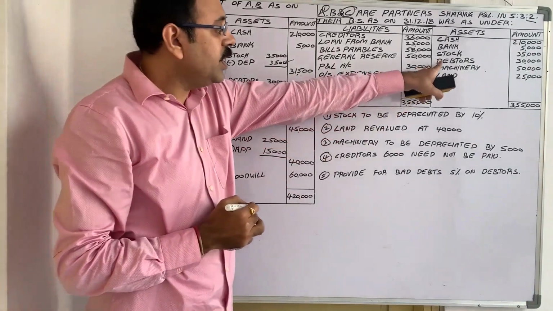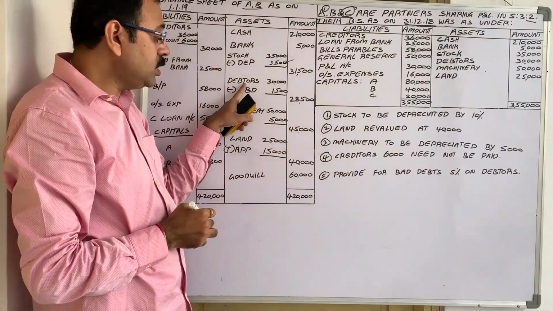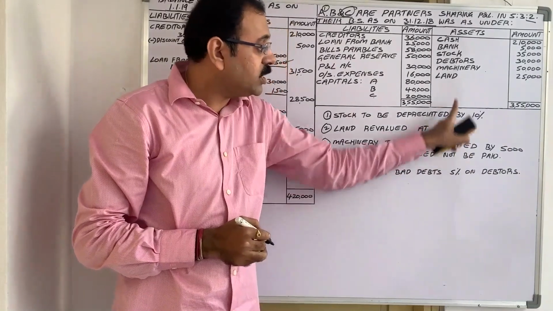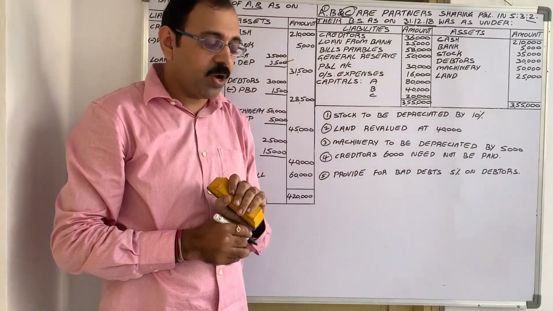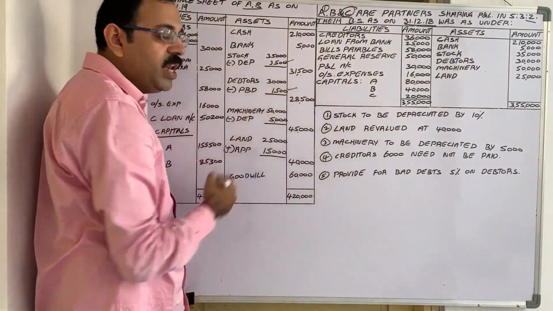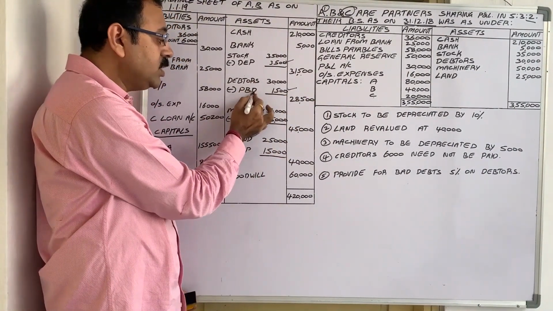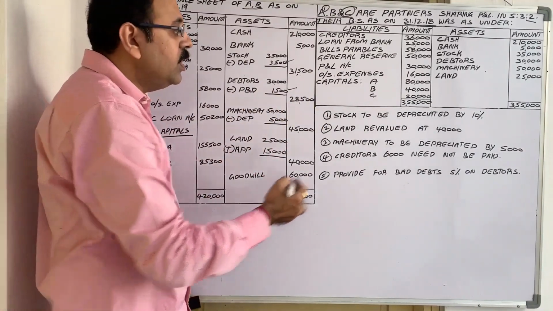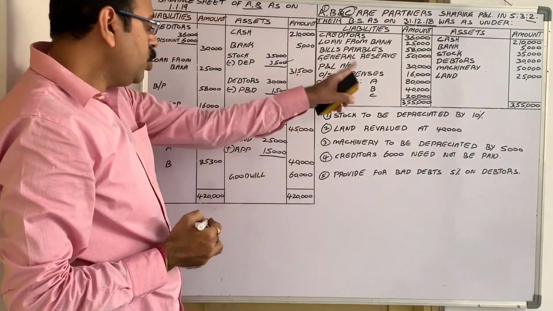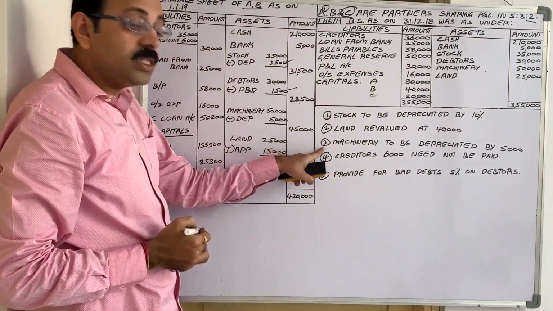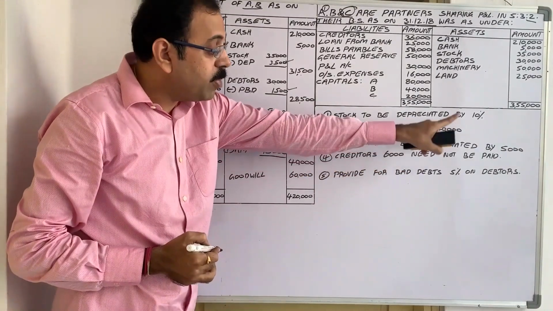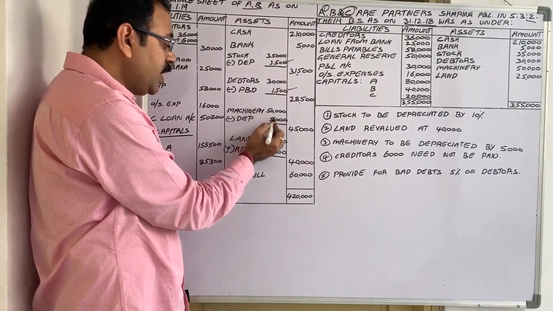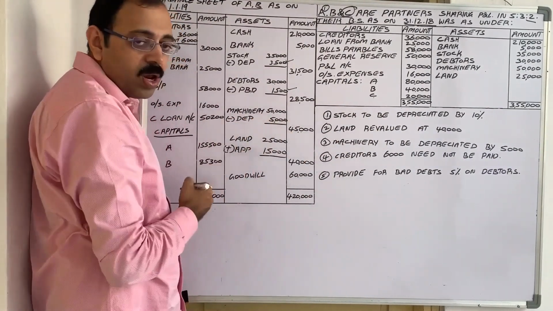Then debtors. Related to debtors, there is one adjustment. Provide for bad debts 5% on debtors. The 5% on debtors we calculated in the revaluation account, and the PBD amount is 1,500 rupees. Deduct that from debtors in the inner column. Remaining debtor amount 28,500 in the outer column. Then the next one, machinery. Related to machinery, there is one adjustment, that is the third point. Machinery to be depreciated by 5,000 rupees. It is directly giving the depreciation amount. So in the inner column, deduct that 5,000, and the net amount in the outer column.